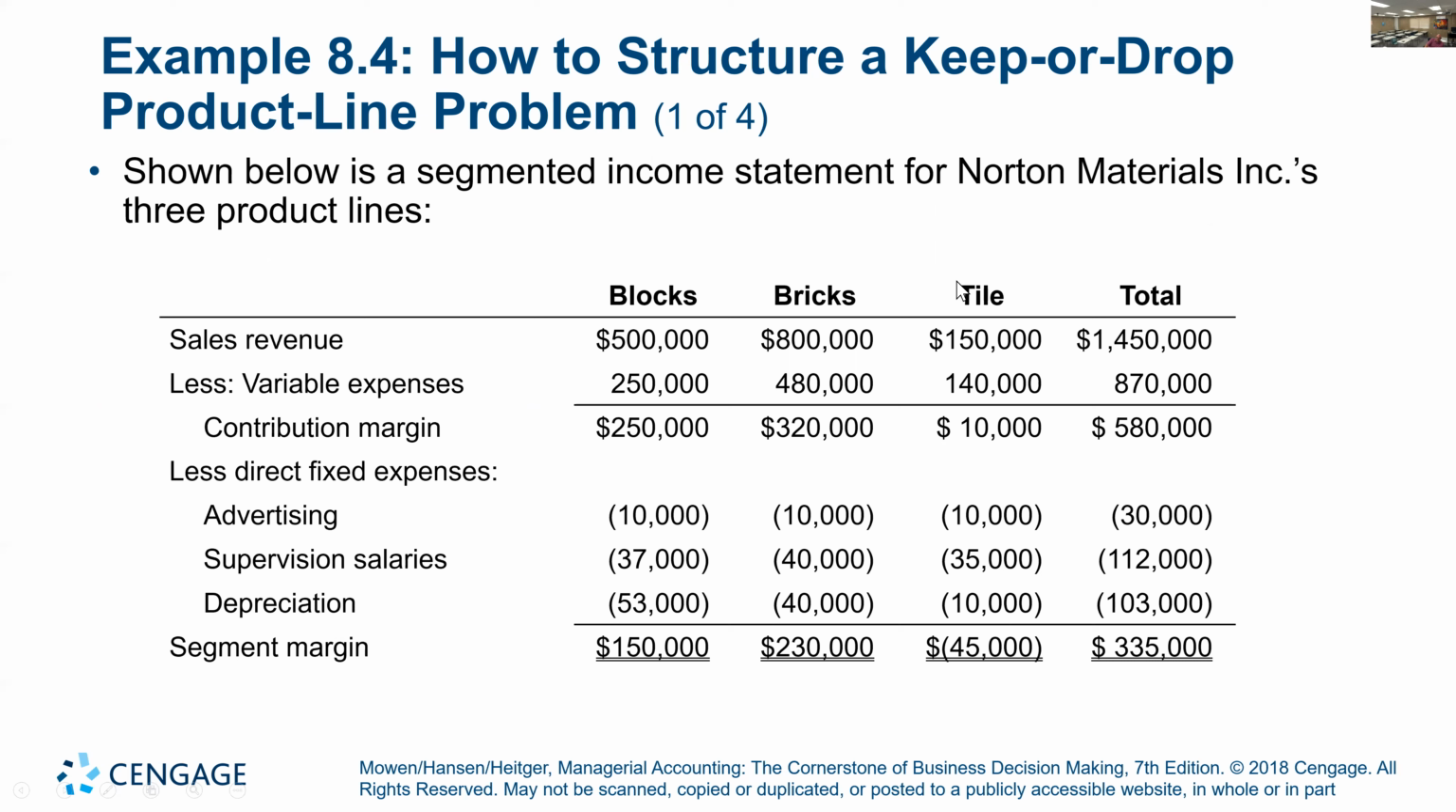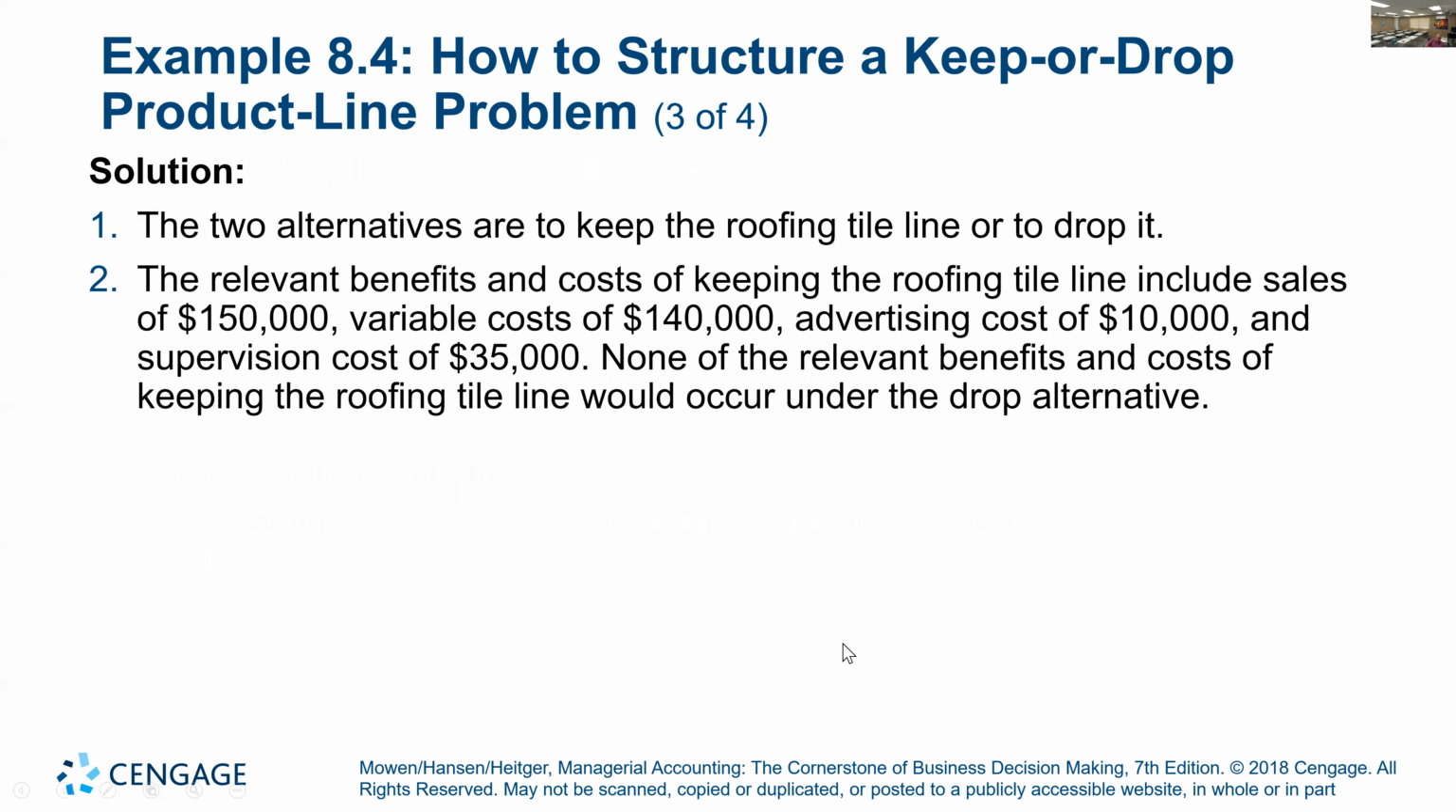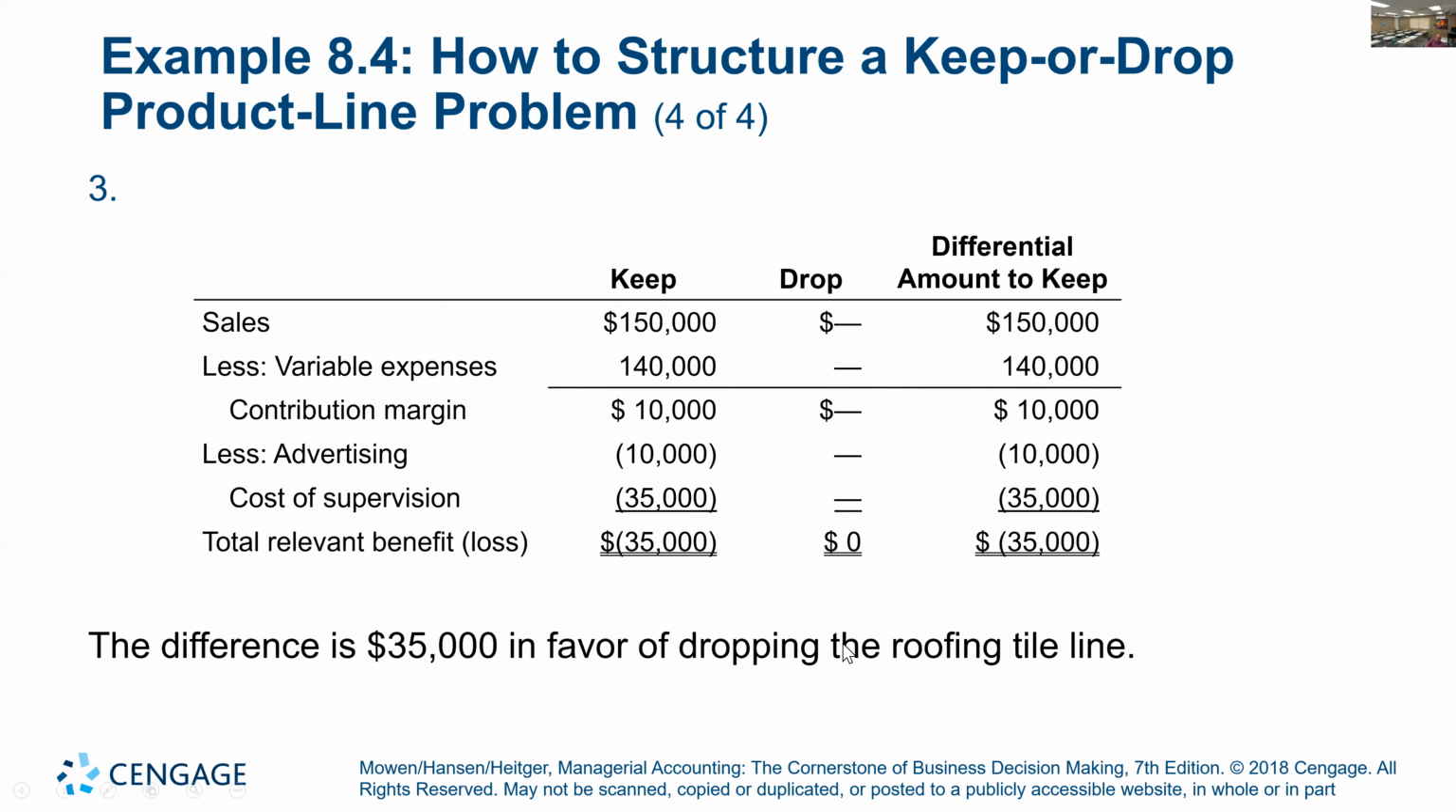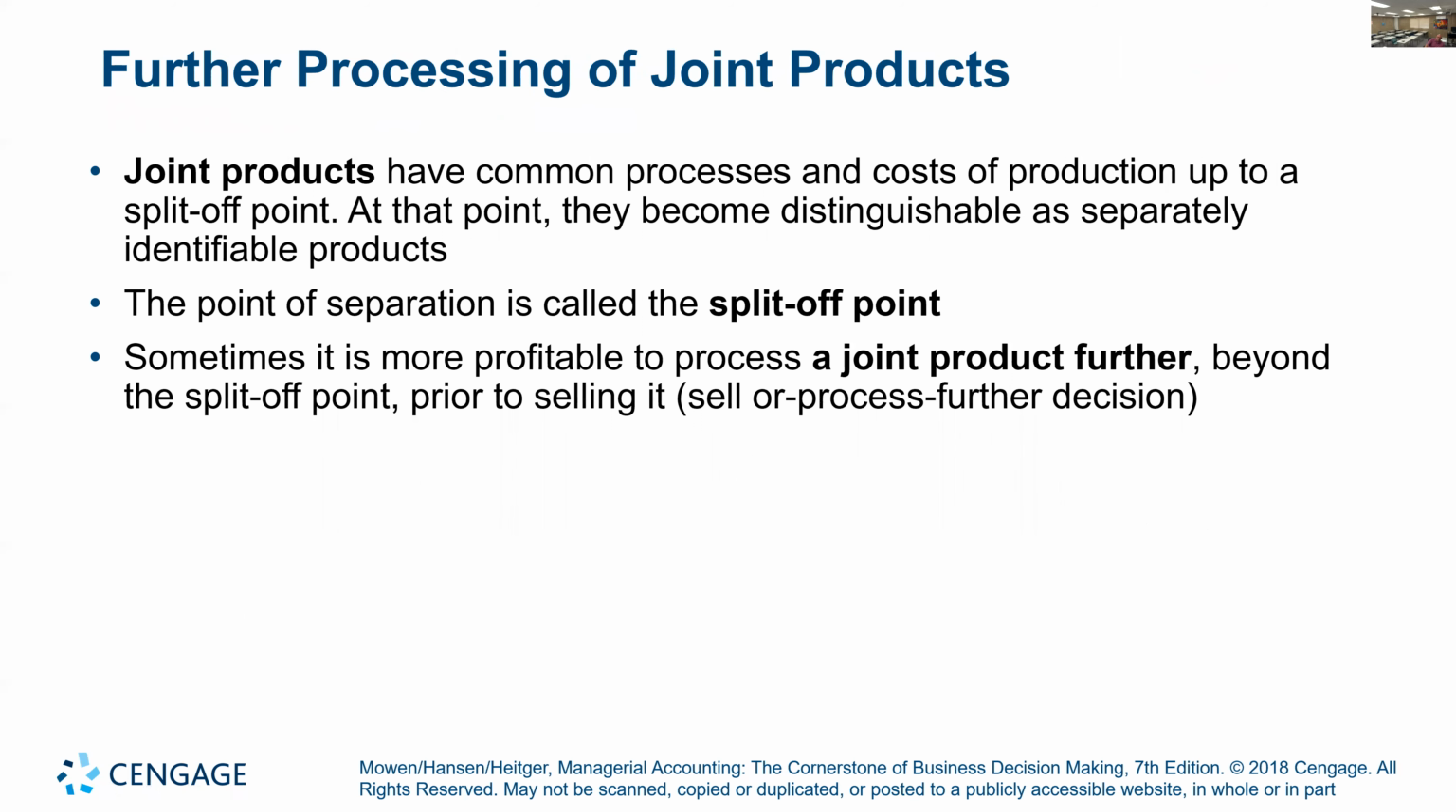So when we're thinking about getting rid of the tile, we're going to lose the sales revenue. We're going to save that expense. We're going to save that expense. We're going to save that expense, and that one is irrelevant. So if we were to keep the segment here, we would still lose $35,000. So in this case, drop the segment.